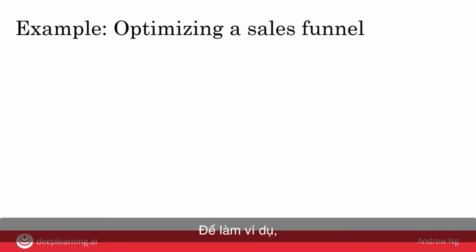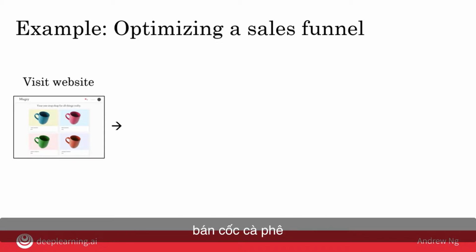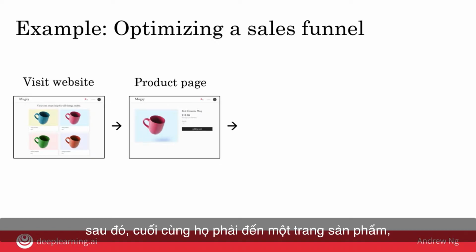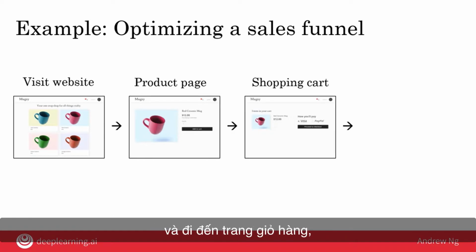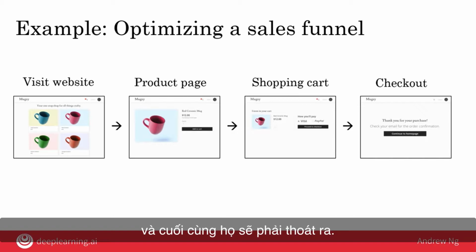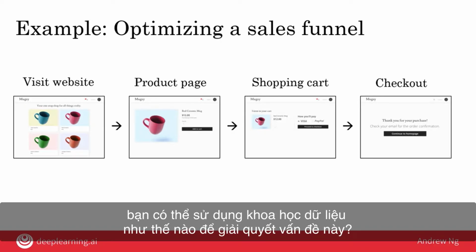As our running example, let's say you want to optimize a sales funnel. Say you run an e-commerce or online shopping website that sells coffee mugs. And so for a user to buy a coffee mug from you, there's a sequence of steps they'll usually follow. First, they'll visit your website and take a look at the different coffee mugs on offer. Then eventually they'll get to a product page, and then they'll have to put it into their shopping cart and go to the shopping cart page, and then they'll finally have to check out. So if you want to optimize the sales funnel to make sure that as many people as possible get through all of these steps, how can you use data science to help with this problem?